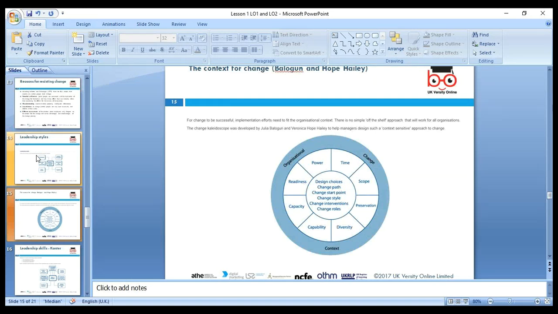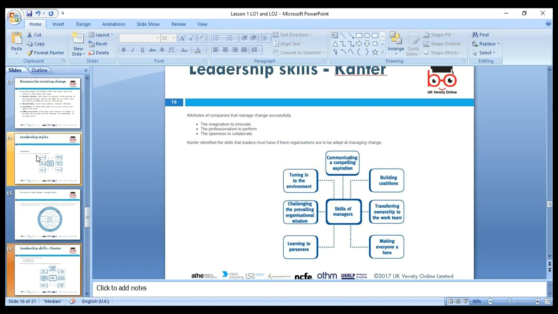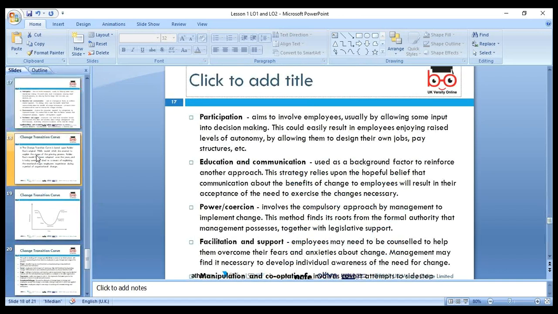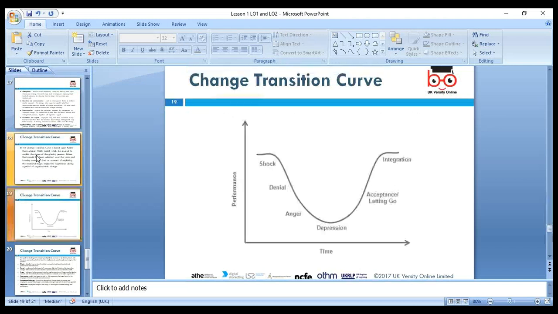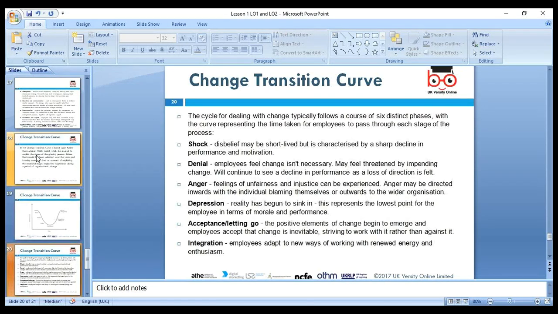When we make the change, we need to look at the organization itself and the context of the change. And then we discussed the change transition curve, which we explained: shock and anger, and then people carry on accepting, but we need to work on it effectively. We need to develop good understanding and communication, and we need to take people on board so that the change will happen effectively. That's all.